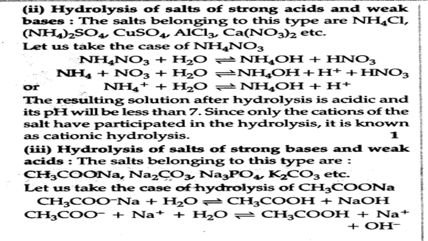Now, please look here. The second case is what? Hydrolysis of salts of strong acid and weak base. Examples: ammonium chloride. Ammonium chloride is formed from which strong acid? HCl. Which weak base? Ammonium hydroxide. In the same way, ammonium sulfate, copper sulfate, aluminum chloride, calcium nitrate, etc. are examples of salts formed because of the combination of strong acid and weak base. Let us see their reaction.